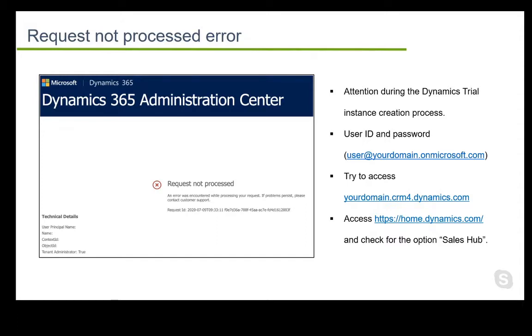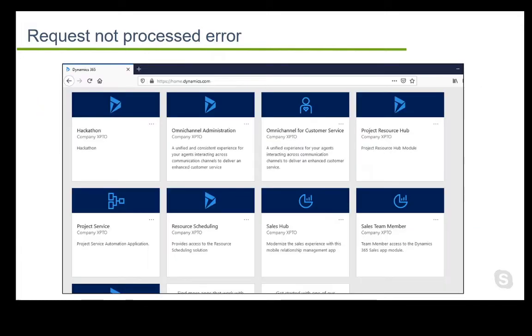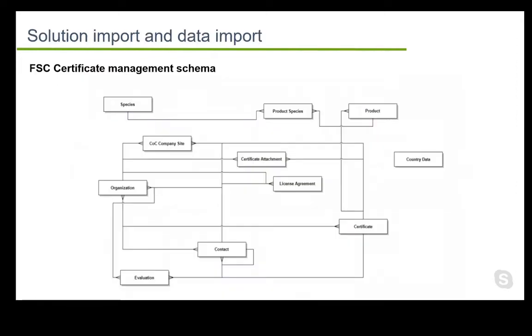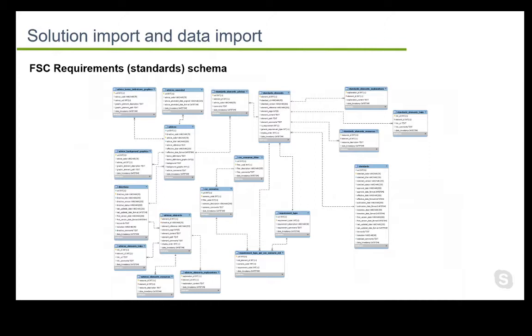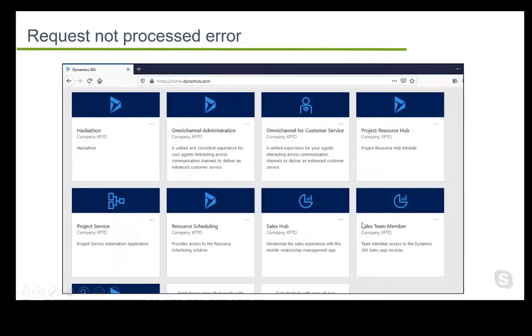And the other point is that you can access homes.dynamics.com, and the option Sales Hub, as you can see in this screen, should be available for you. So you can see here, Sales Hub. And in this screen, I also have the hackathon solution that I have imported, that we created last week during our presentation, right?